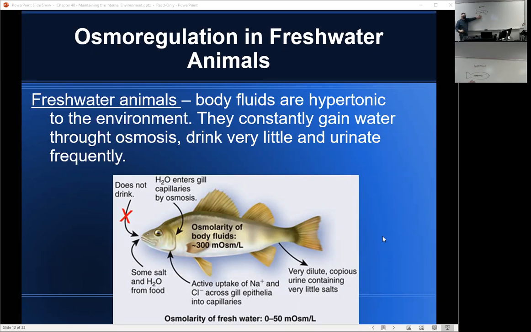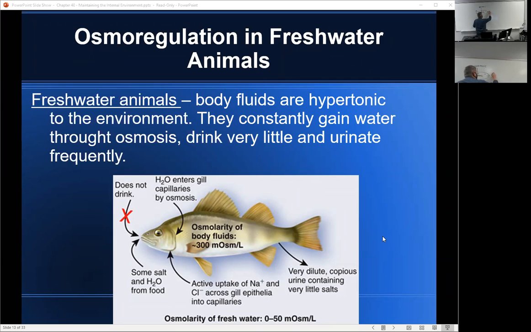Because of this, freshwater fishes are constantly losing water to the environment. I'm sorry, they're constantly gaining water from the environment. So water is going to go down its concentration gradient from an area of high concentration. I just confused myself. Okay, so we have a high concentration of water outside, low concentration here, so it's going to go down its concentration gradient into the tissues of the fish. Okay, so they're constantly going to be gaining water by osmosis.